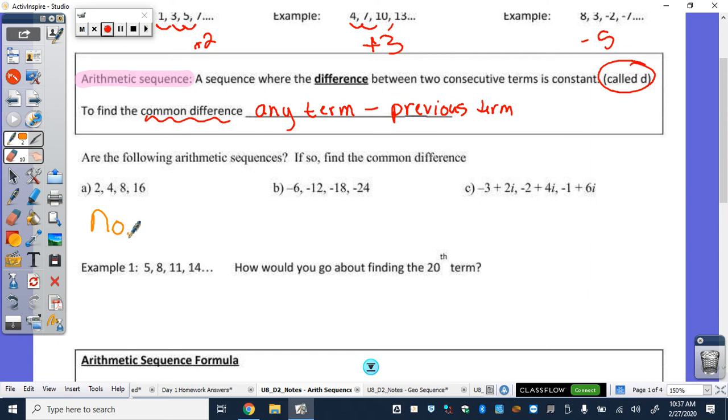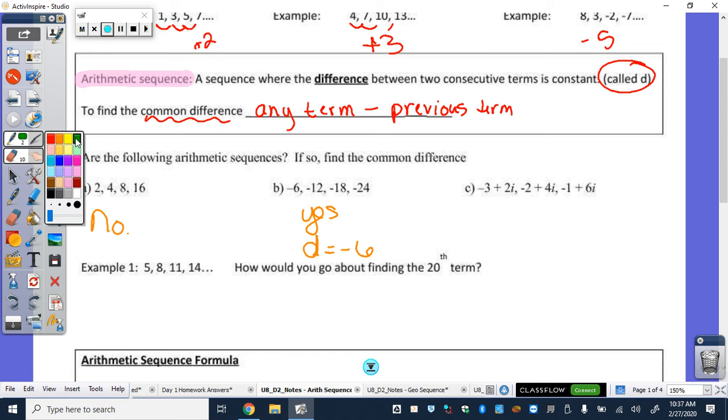My second example there, negative 6, negative 12, negative 18, negative 24. Am I adding the same number each time or subtracting? Yes. Our common difference this time is a negative 6. Keep subtracting that 6 over.